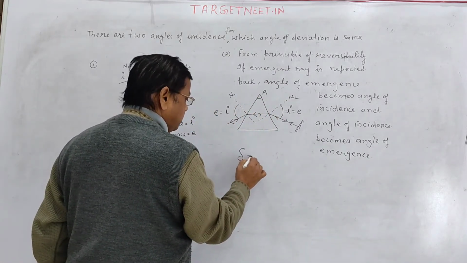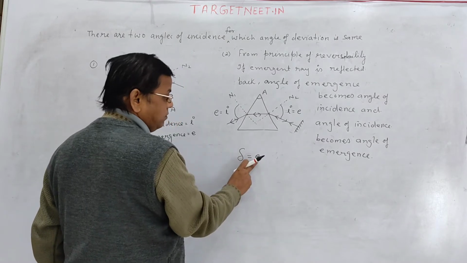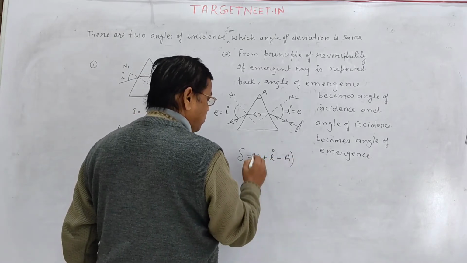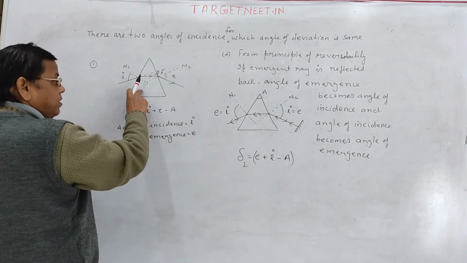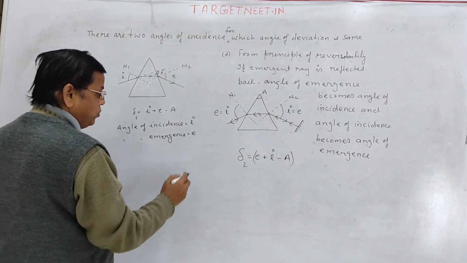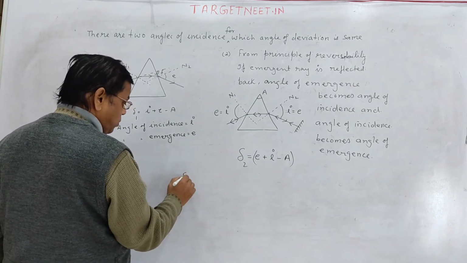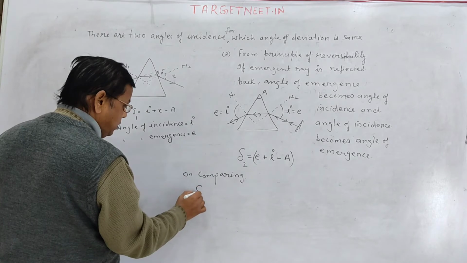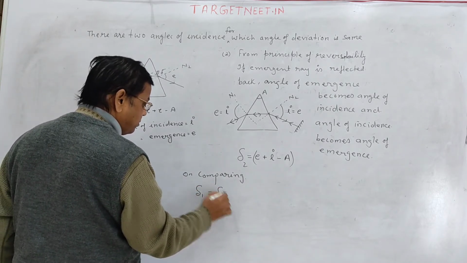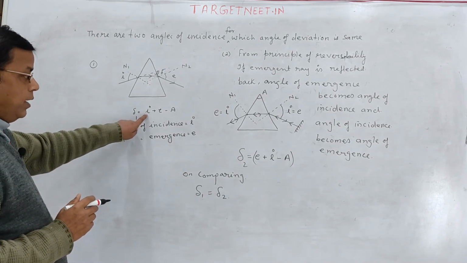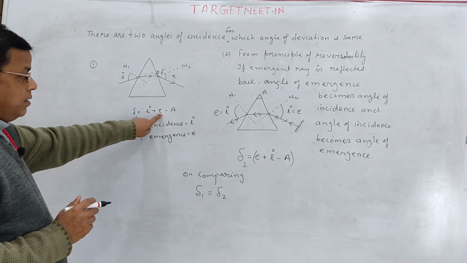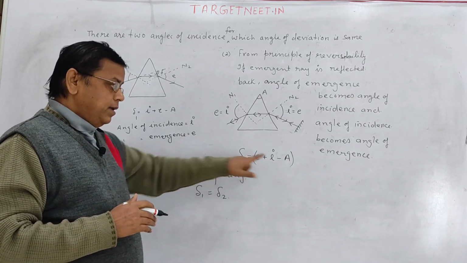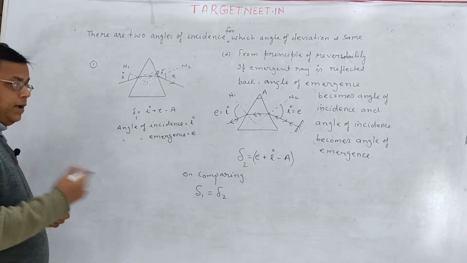And deviation remains the same, because now it is E, that is angle of incidence, plus I, that is angle of emergence, minus I. So if you compare deviation in first case and deviation in second case, you will find same. So on comparing these two, delta 1 is equal to delta 2. It means one angle of incidence is equal to I, angle of emergence is E. When angle of incidence is equal to E, angle of emergence is equal to I, and in both cases angle of deviation remains the same.